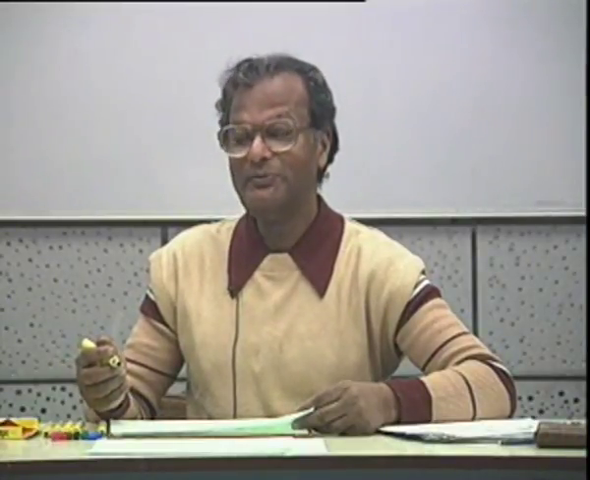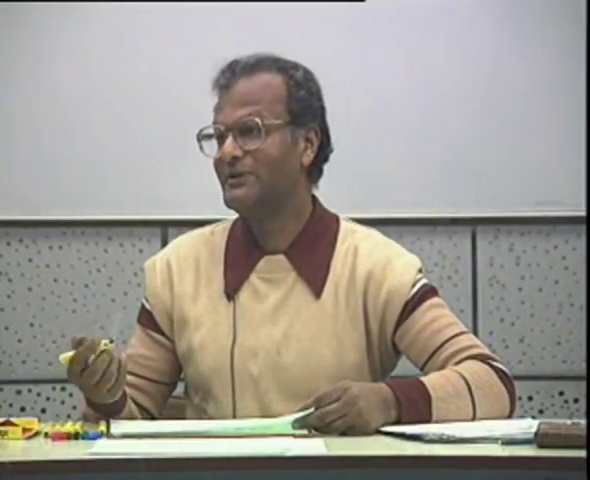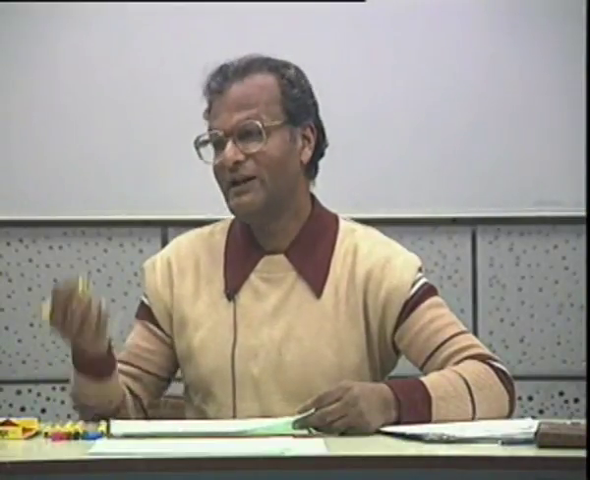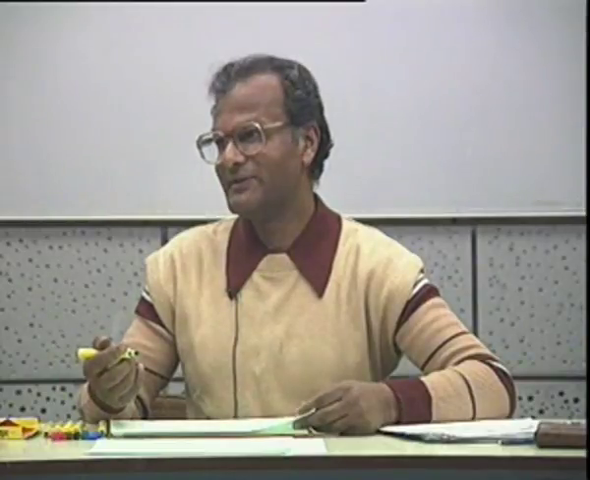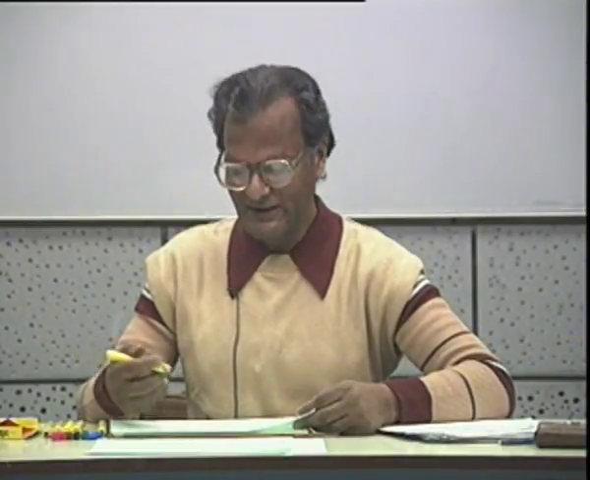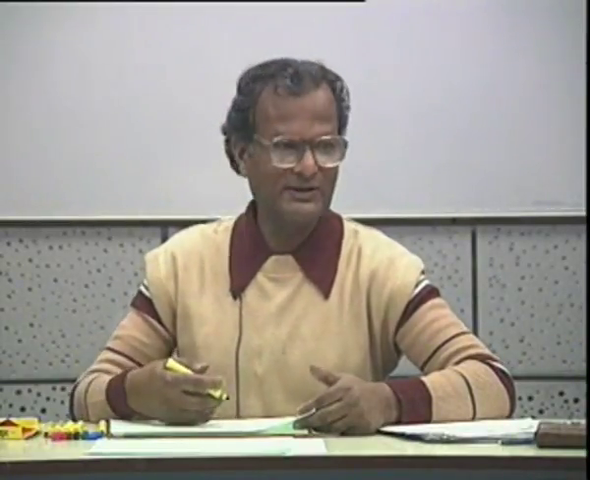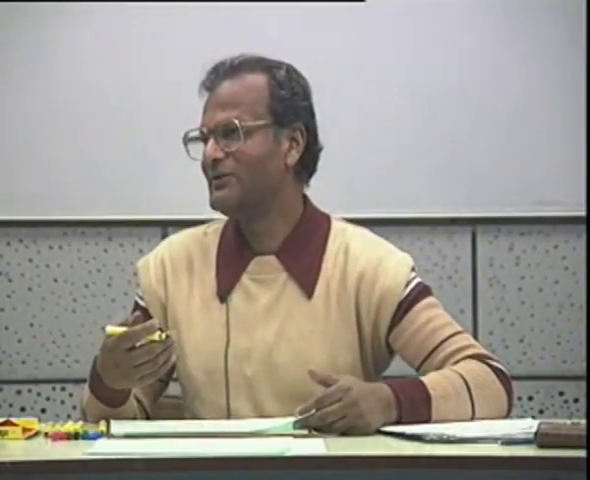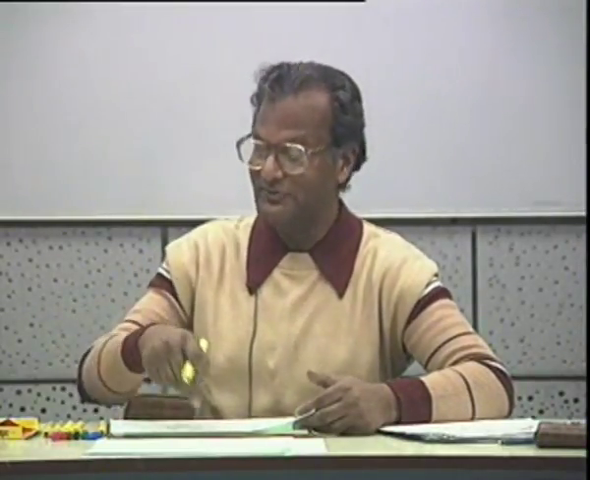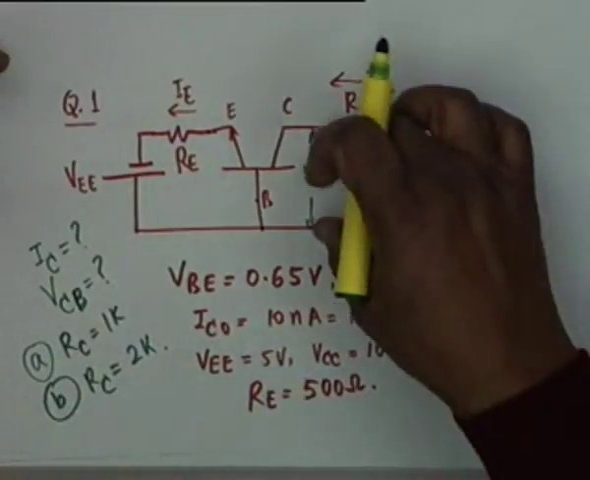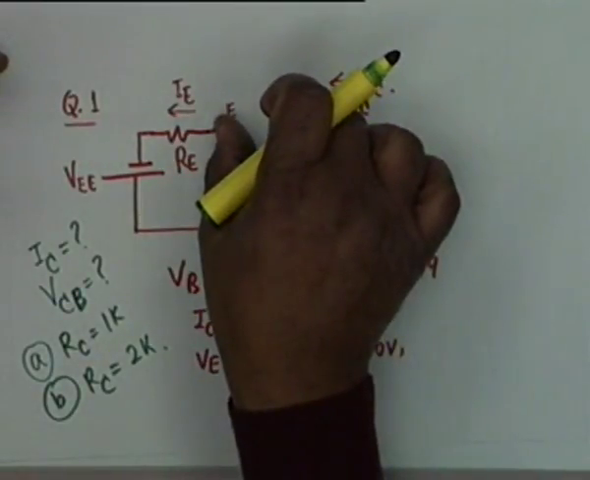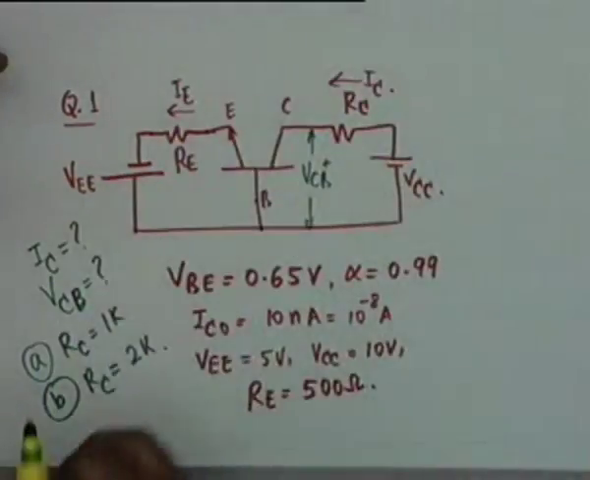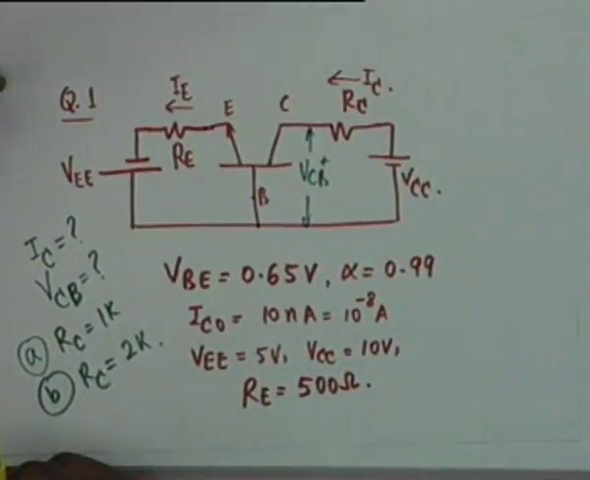VBE is 0.65, but it cannot remain 0.65 anymore because it's in saturation. It will change. Agreed? But that is not a condition of the problem. We don't require to take care of it. If we have to, then we have to find out. If we assume VCB is minus 0.7 and VCE is plus 0.2, then the resulting voltage will be VBE. VBE will change. The point clear?